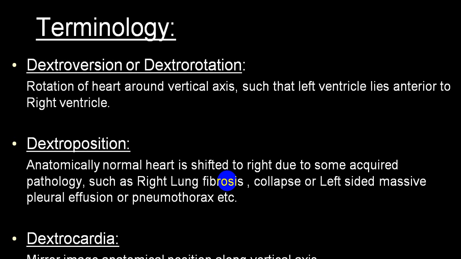While classical mirror image dextrocardia means the anatomical position along the vertical axis, that is, the apex is pointing towards the right side.